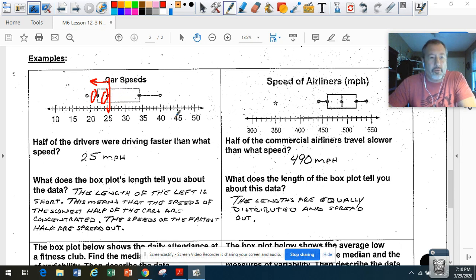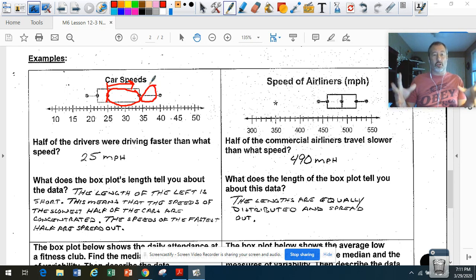Now let's look at the other side of it. It says the speeds of the faster half are spread out. So if we look at this side, this is the faster half over here to the right. You see this data here is spread out. Our numbers are more spread out because they're going from 25 to 34. Remember, that still only contains 25% of the data. And also here from 34 to 40, all that information is also spread out, and that's another 25% of the data there.